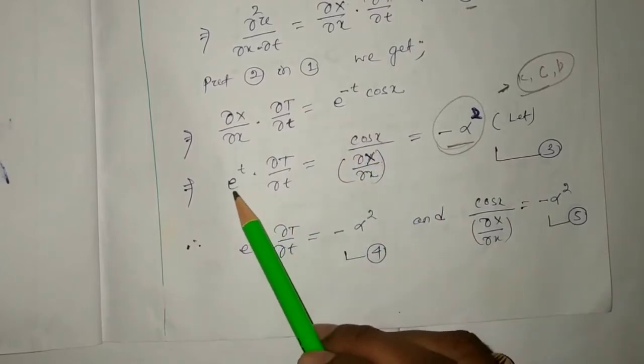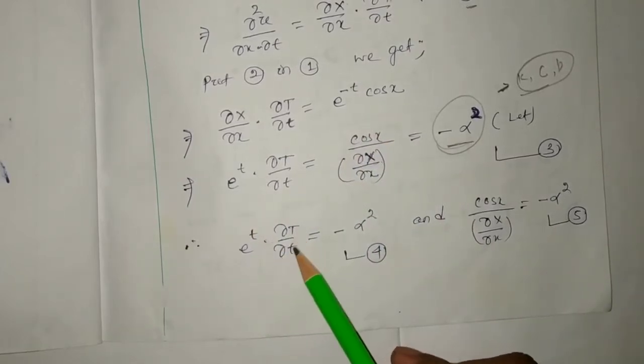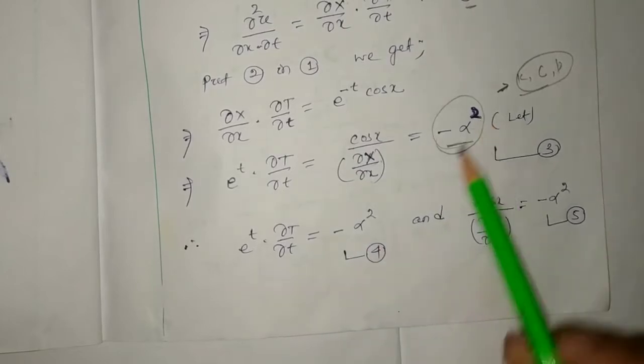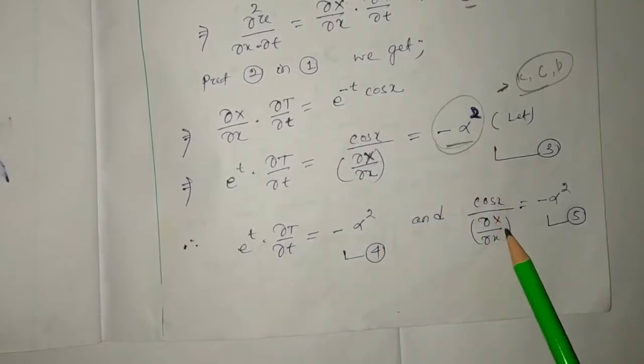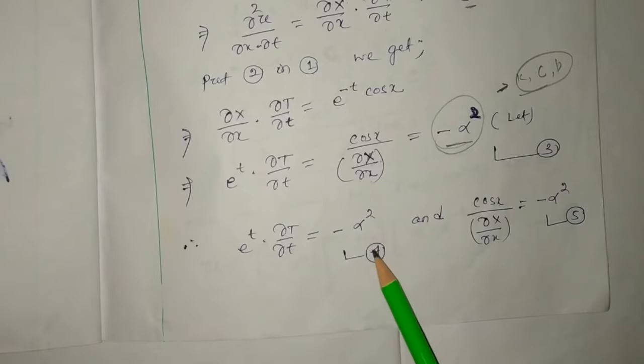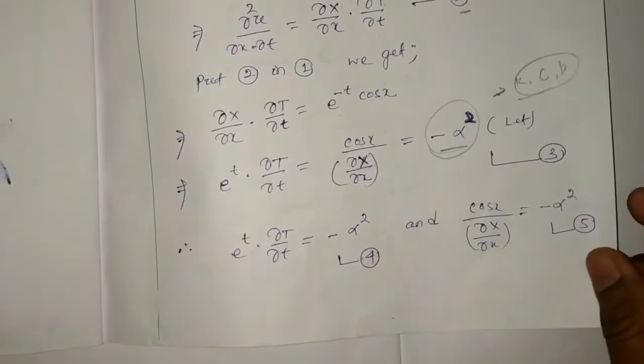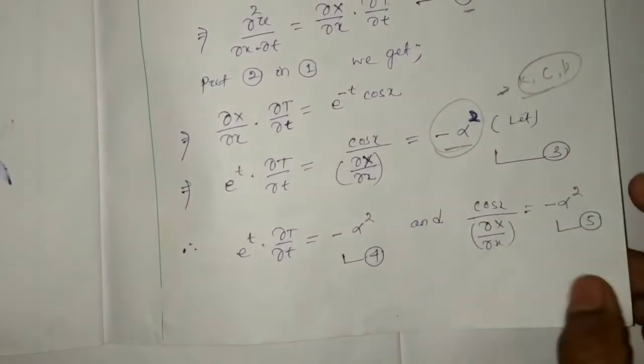Okay, so here e to the power t into ∂T/∂t equals minus alpha square, and cos x ∂X/∂x equals minus alpha square. These are equations 4 and 5 that we have considered. Now we have to separately solve these equations 4 and 5.